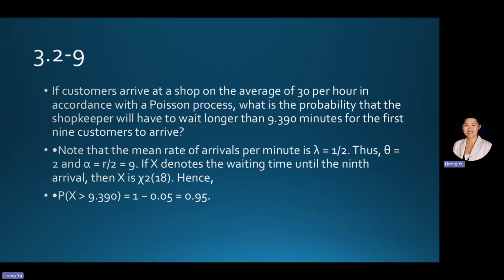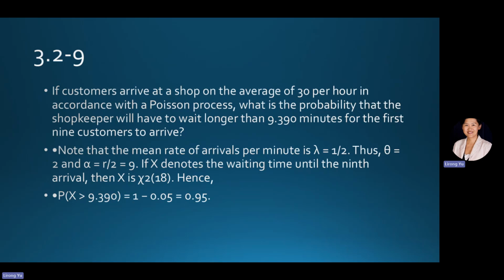Okay, so this is an example on 3.2. Question 9 says customers arrive at a shop on average 30 per hour, which follows a Poisson process. What is the probability that the shopkeeper will have to wait longer than 9.390 minutes for the first 9 customers to arrive? So we're not waiting for 1 customer, we're waiting for 9 customers.